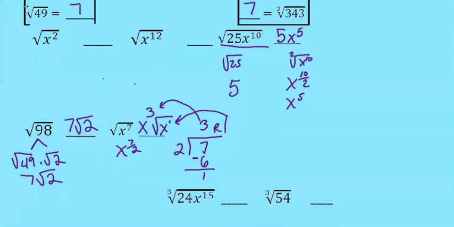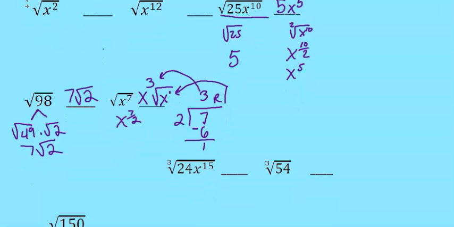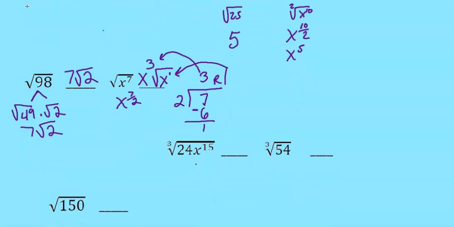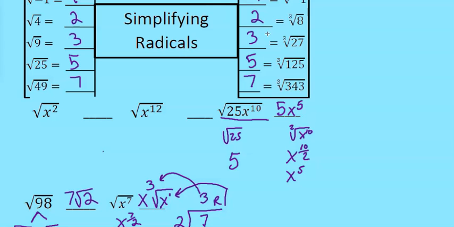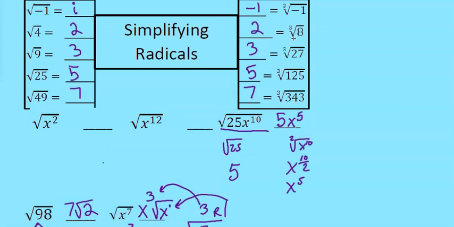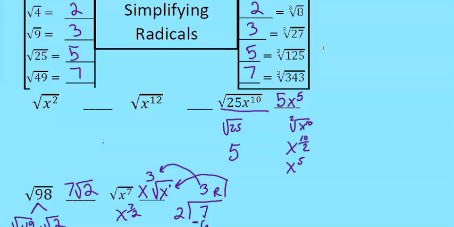Okay, let's do one more together on this page. We have the cube root of 24x to the 15th power. Simplify the number and the variable separately. The cube root of 24. So now we're looking at these numbers. There's no negative, so we can skip that and go to the 8.